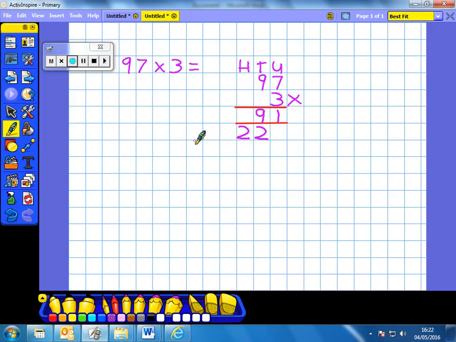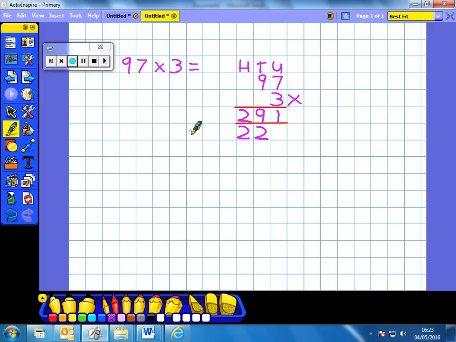The 2 though sits under the hundreds because we're actually doing 90 times 3, which is 270, and then we've added 20, which is 290. In the hundreds we just have the remaining 2, which sits in the hundreds. So the answer there is 291.